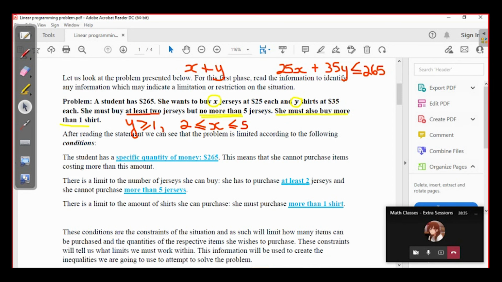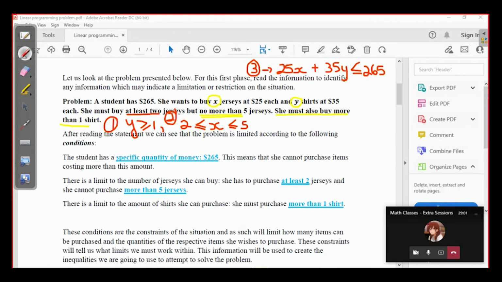Alright? So write down the 3 inequalities, like I was saying. This one, this one, this one. Alright? 3 inequalities. Once you have those done, we're going to continue with the problem.